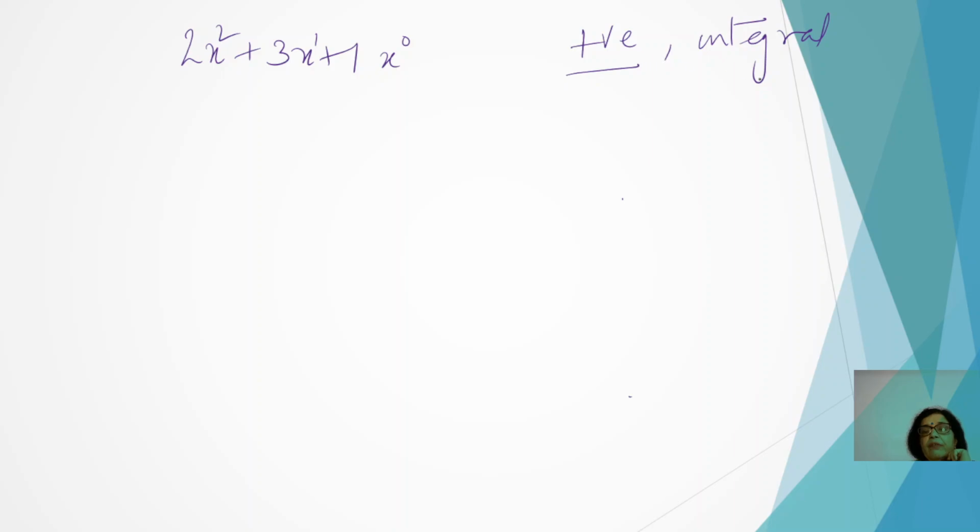If even one of these characteristics is missing in any one of these variables, then also it ceases to be a polynomial. For example, if I write 2 root x plus 1, this is not a polynomial because this is 2x to the power of half plus 1. So half is not an integer, so this is not a polynomial. If it is 2 by x plus 1, this becomes 2x to the power of minus 1 plus 1. It becomes negative, so this is also not a polynomial.